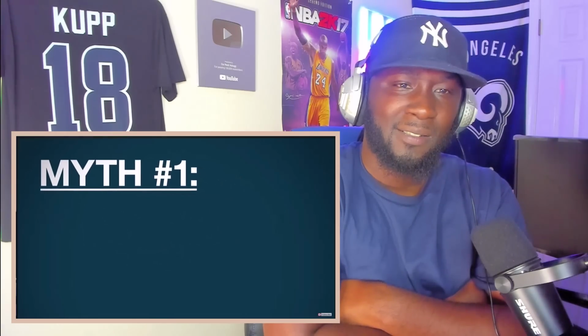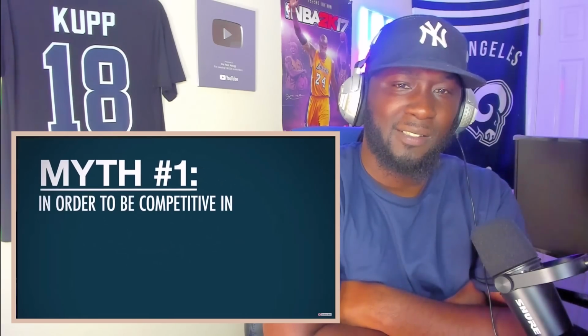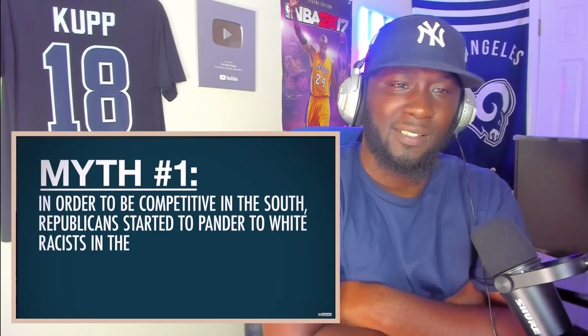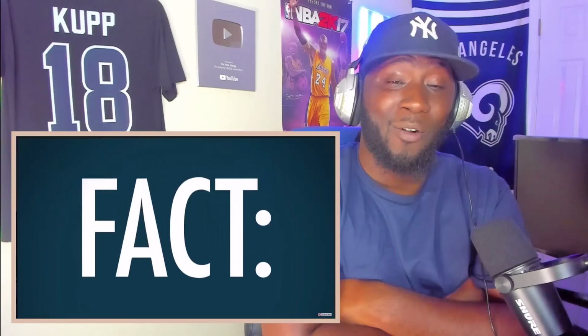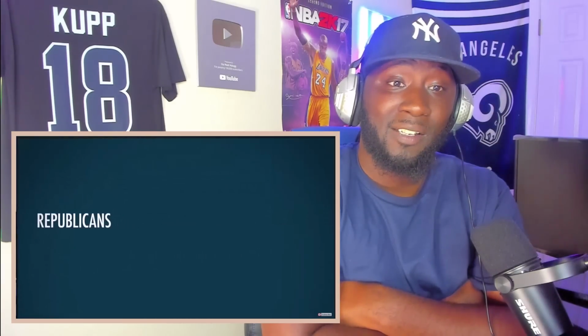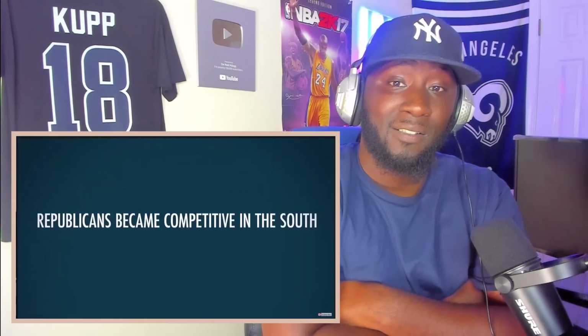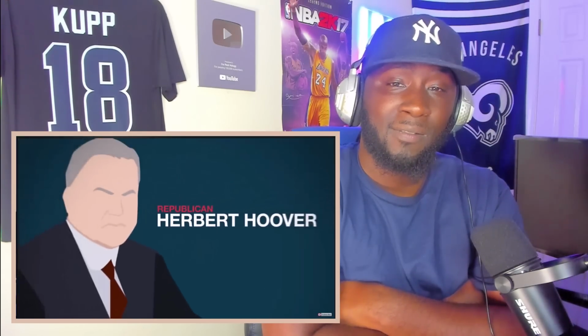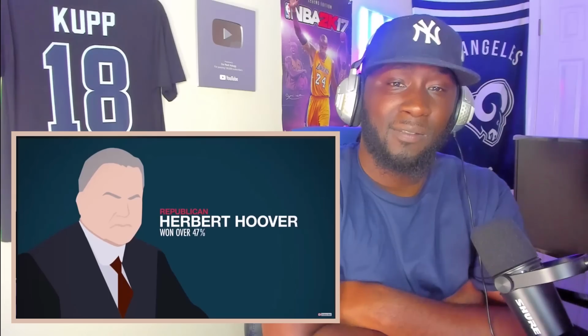Myth number one, in order to be competitive in the South, Republicans started to pander to white racists in the 1960s. Wow. Fact, Republicans actually became competitive in the South as early as 1928 when Republican Herbert Hoover won over 47% of the South's popular vote against Democrat Al Smith.